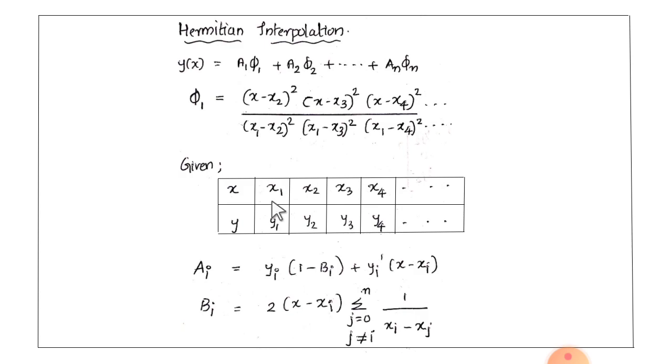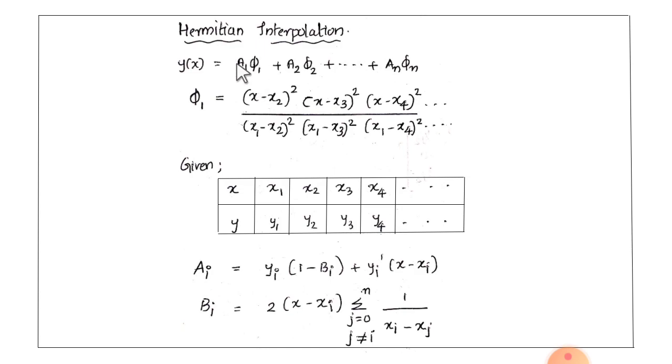Here the x values range from 1 to 4, therefore our equation will be this much only. If it contains an additional term, that is an x5 term, then the equation will change to x minus x2 whole square into x minus x3 whole square into x minus x4 whole square into x minus x5 whole square and so on. So if the terms increase, the equation's length also increases. Here you find the value of phi 1.